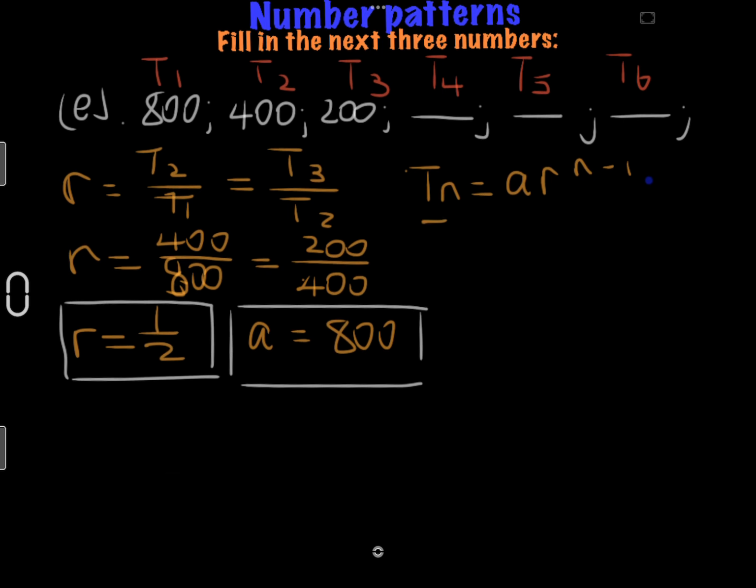Now we want to find term 4. So I'm going to simply write T4 is equal to A, in this case 800, multiplied by our ratio, which is simply a half. It's very important that I keep it in the bracket since it's a ratio, and then raised to the power of 4 minus 1. So let's go ahead and calculate this. So we have 800 times a half raised to the power of 4 minus 1.